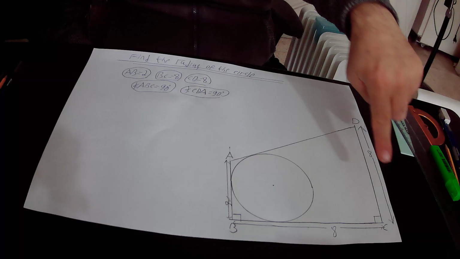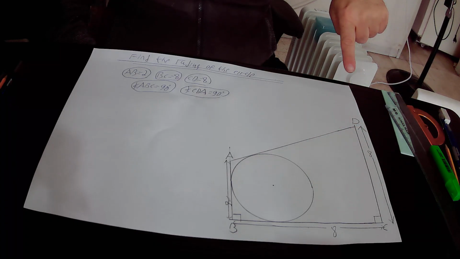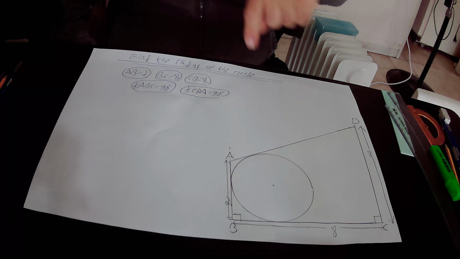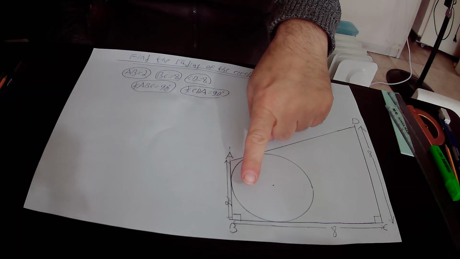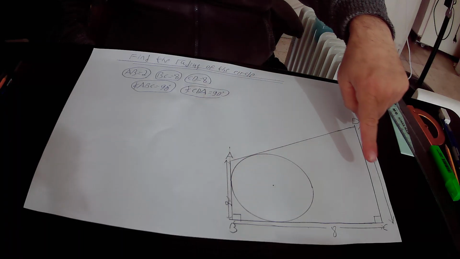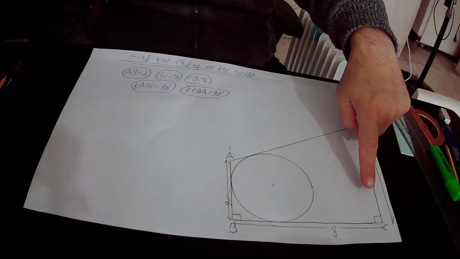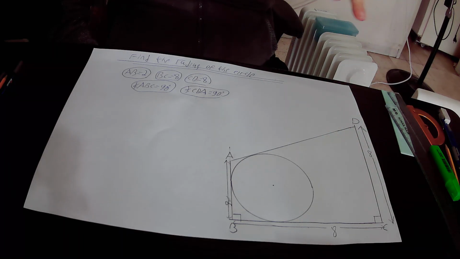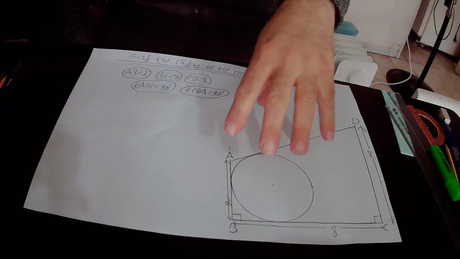Side BC equals 8 units. Side DC also equals 8 units in its length. In addition, this is angle ABC that equals 90 degrees in its size, and this is angle DCB that is also a right angle. It equals 90 degrees in its size. Again, our mission is to find out the area of this circle.